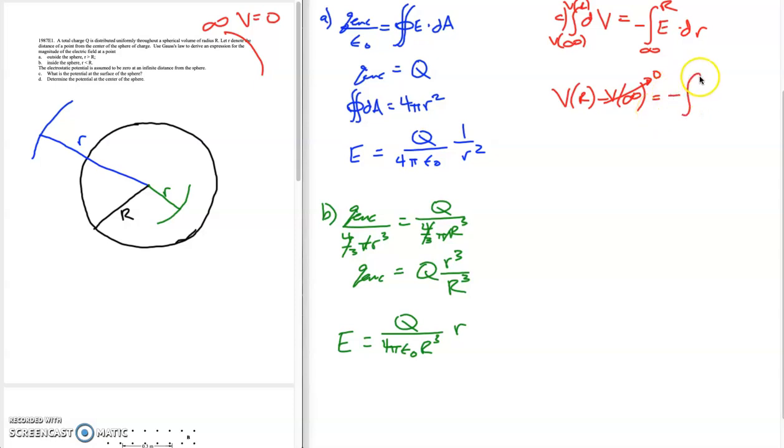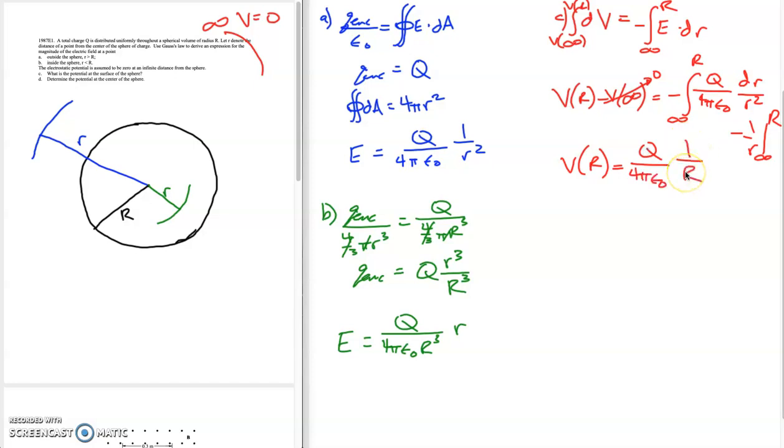And then this is going to be really far away to the surface of Q over 4 pi epsilon naught dr over r squared. So we have all these constants that go along for the ride, and then we integrate 1 over r squared, which gets us a minus 1 over r that we will evaluate between really far away and the surface. So a minus and a minus cancel each other out, and we get V at the surface is going to be equal to Q over 4 pi epsilon naught 1 over R.